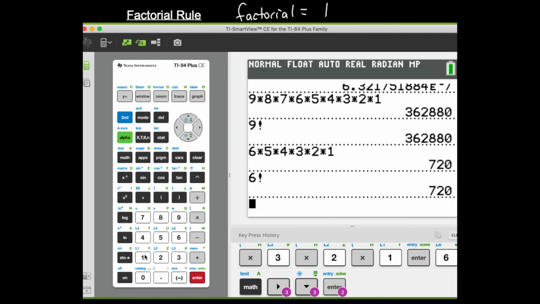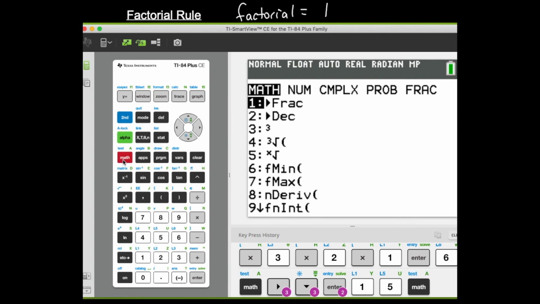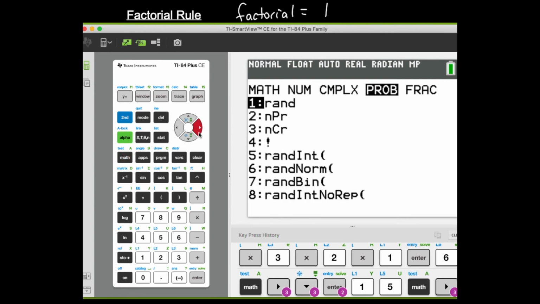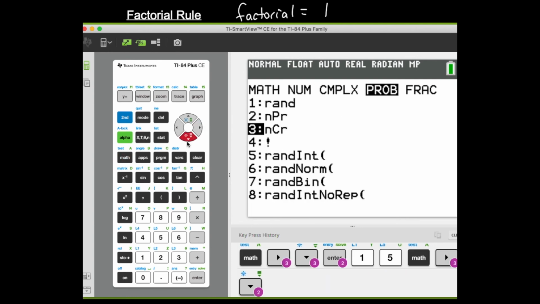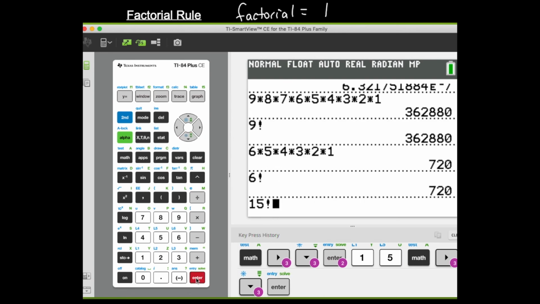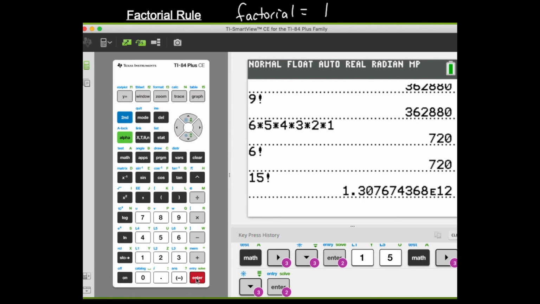Again, I'll do one more, 15 factorial. Rather than doing 15 times 14 times 13 times 12, and so on: 15, math, scroll over to PROB, scroll down to number 4, and then enter, and then enter. That's a big one, which would make sense. 15 times 14 times 13 times 12 times 11 times 10, all the way down to 1.